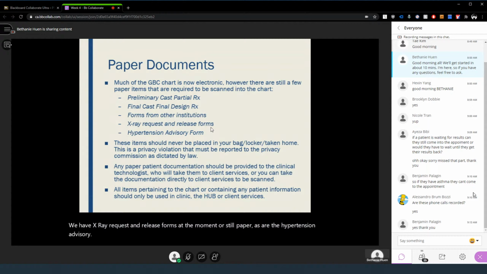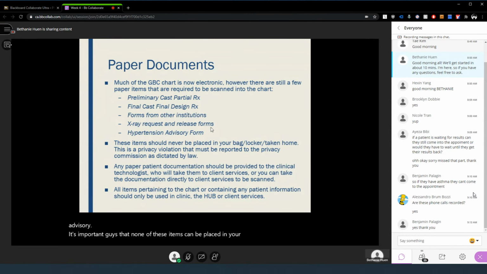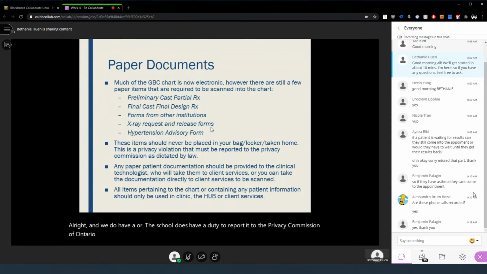It's important, guys, that none of these items can be placed in your bags, your lockers, or taken home. It's a violation of privacy law, and the school has a duty to report it to the Privacy Commissioner of Ontario.